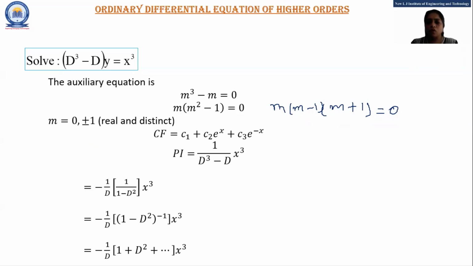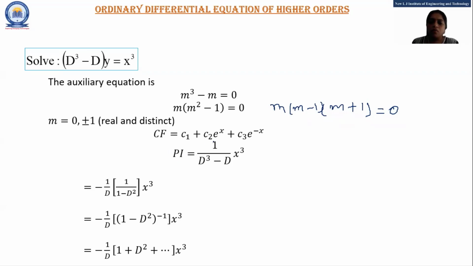So with the help of the complementary function rule, CF, C equals C1 e raised to 0x. E raised to 0 is just 1, so we write here only C1. Then C2 e raised to 1x, C3 e raised to minus x. So this is our first part of the solution, that is CF.